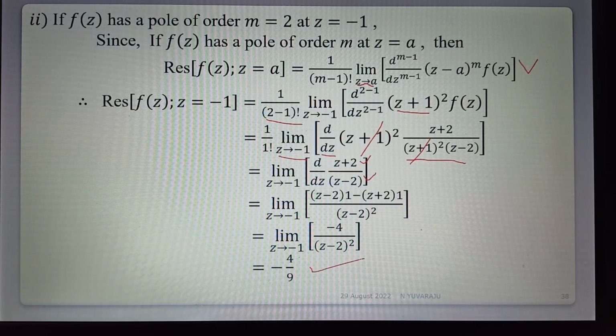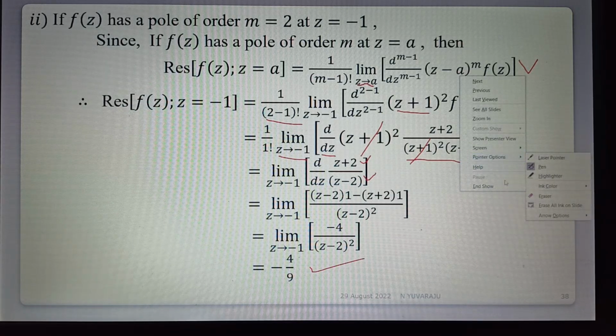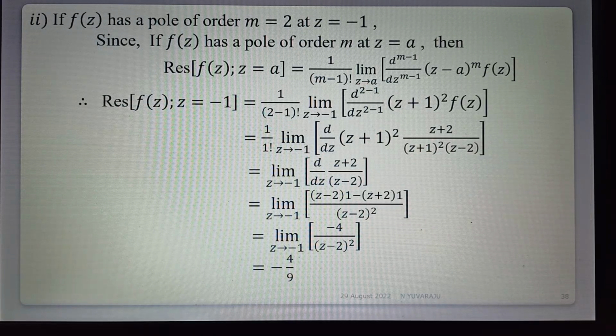This is the required residue of the given function at the pole z is equal to minus 1 of order 2. This is how to find residues of the given functions. Okay, you understood? Yeah, okay.